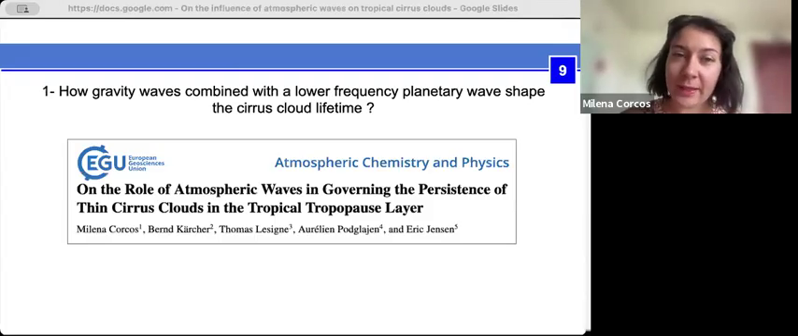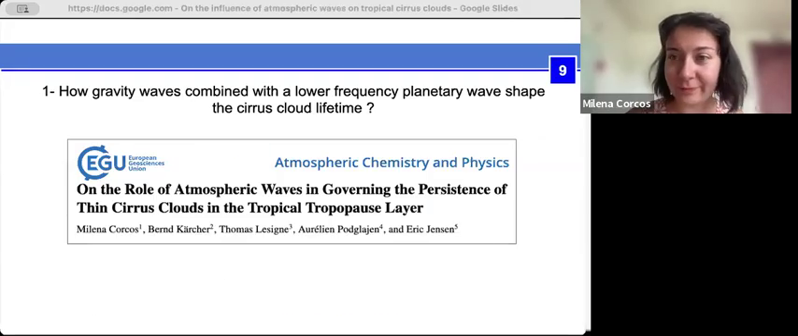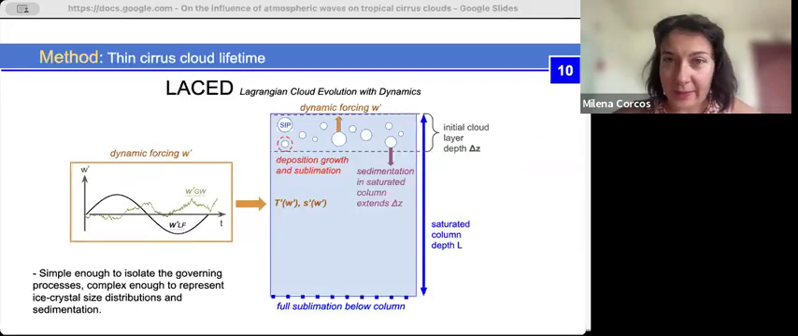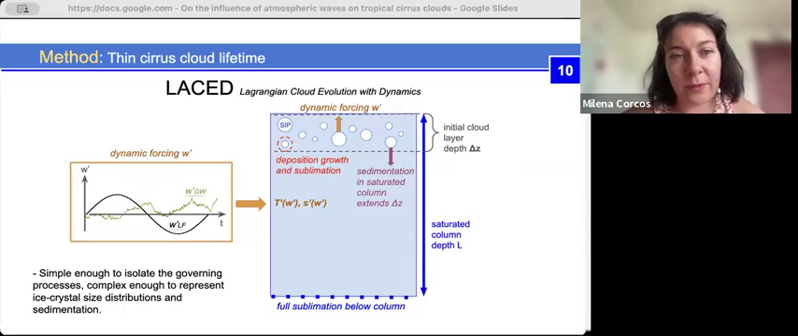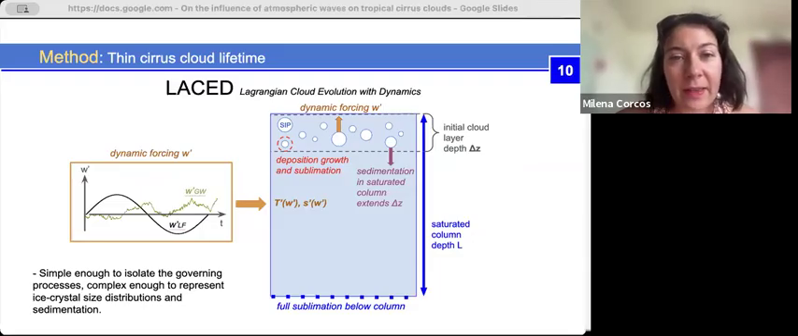And I'm starting with the first one, which is assessed in a paper that we just submitted. Okay, so to address the cloud lifetime, we developed and used the LACED model. LACED stands for Lagrangian cloud evolution with dynamics, and it is specifically designed to follow the cloud evolution and investigate cloud lifetime statistics. It has an intermediate level of complexity between simple box models and more resolved cloud simulations.